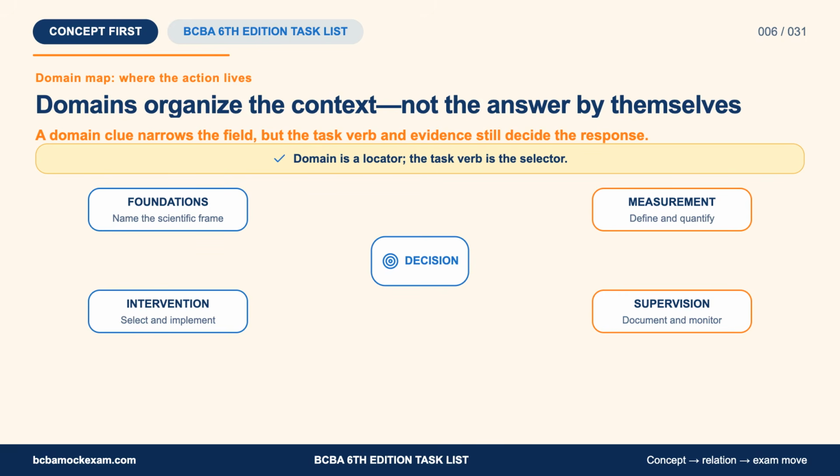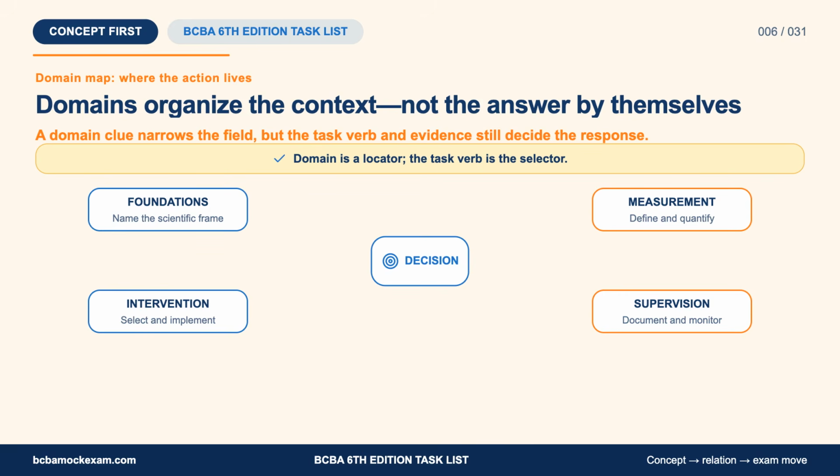For example, trace the route from foundations. Name the scientific frame through measurement. Define and quantify to supervision. Document and monitor. If one link is missing, the map may suggest a possibility, but it cannot prove the stronger claim. The nearest mistake is treating every connected item as equivalent. The route matters. The relation or source changes at each node. The map keeps the inference local, so we do not let one vivid detail decide the whole scenario.